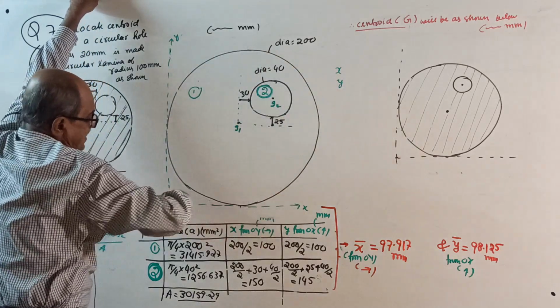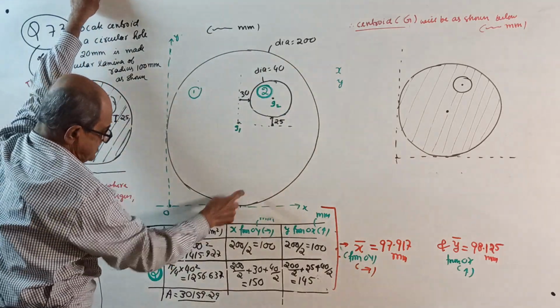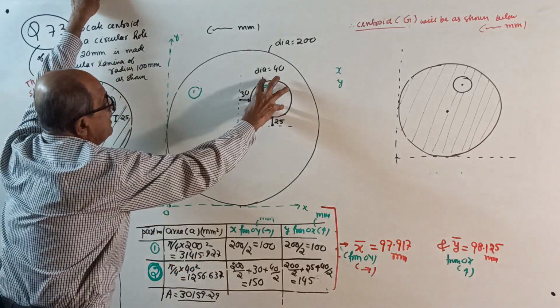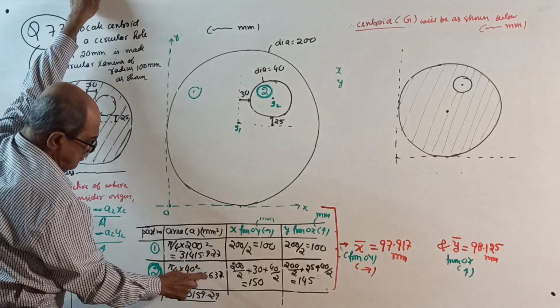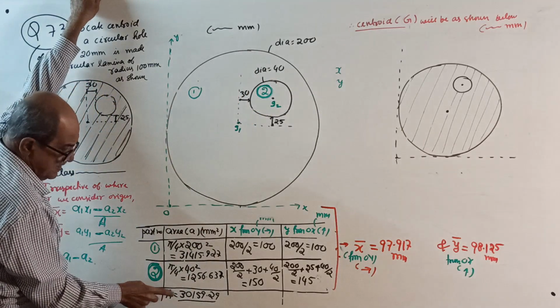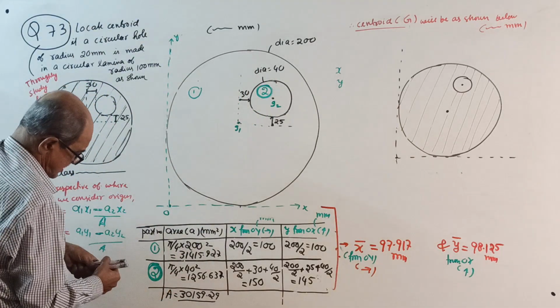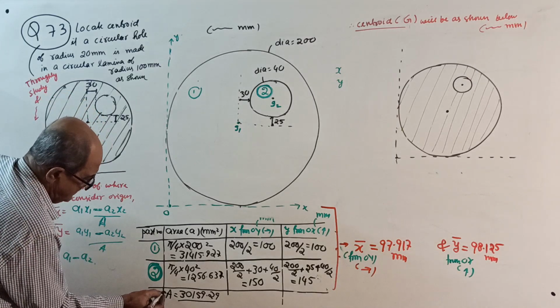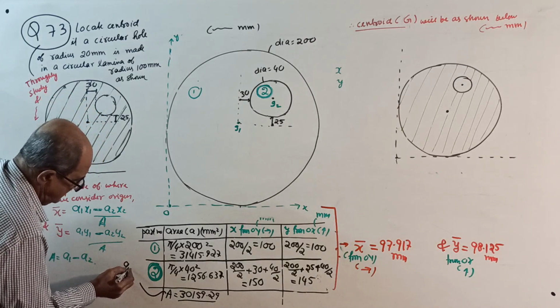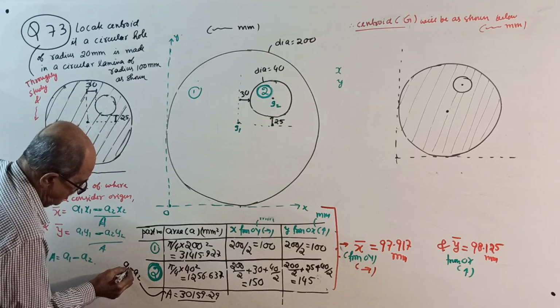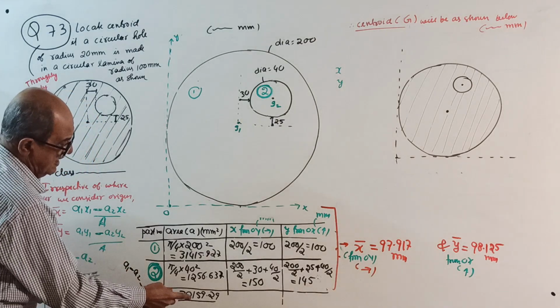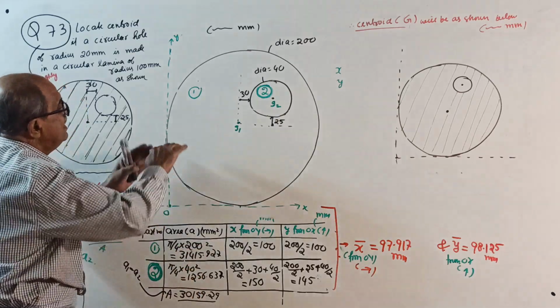Area of the full circle, pi by 4 of 200 square. Area of the cutout portion, pi by 4 of 40 square. So the area is A1 minus A2. You get the area in mm square.